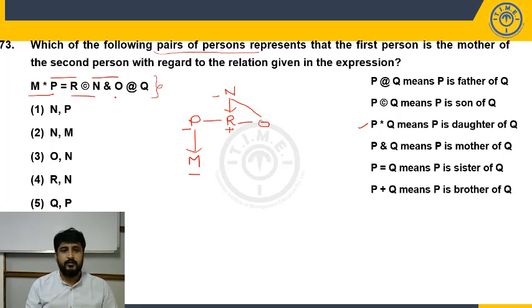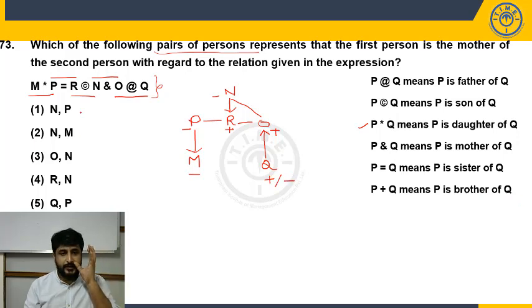Now finally, O at the rate Q. O at the rate Q means O is the father of Q. So O is the father of Q. So O will be in the upper generation and Q will be in the lower generation. And we don't know the gender of Q. Q can be male or Q can be female.